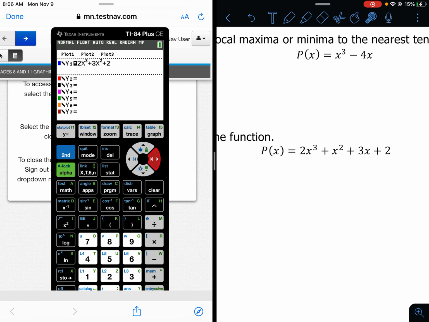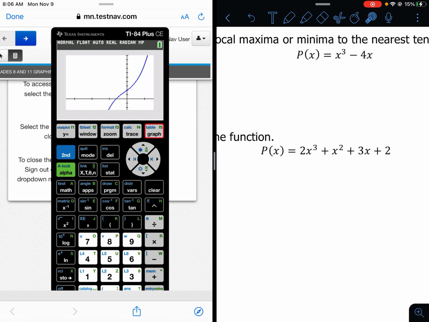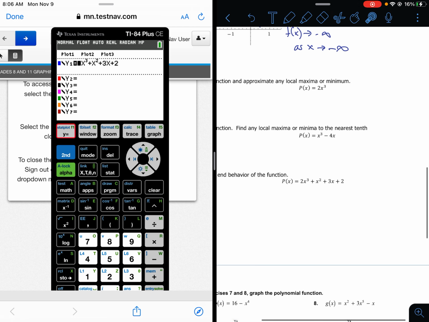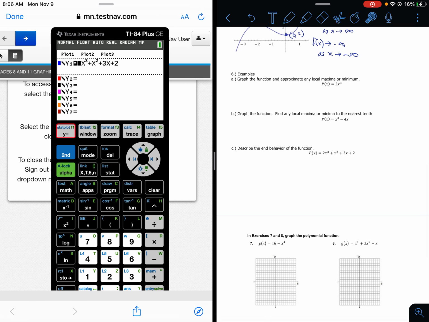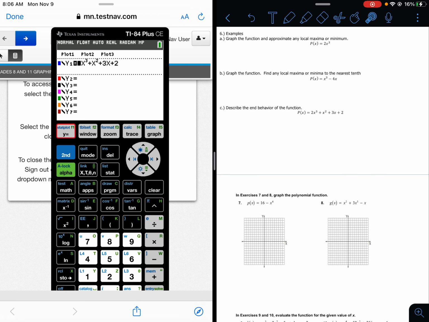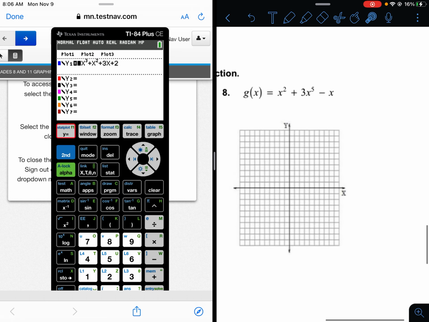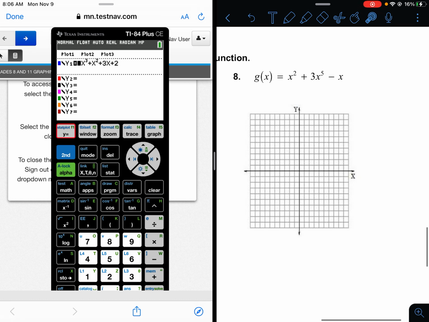So I have 2x to the third plus x squared plus 3x plus 2. And so when I graph this one, well, that's a weird one. Let's not use that one, because that one doesn't have a dip in the beginning. So it doesn't have a local max or a min. So I don't want to use that one. Let's try this one down here, since we have to graph them anyways.